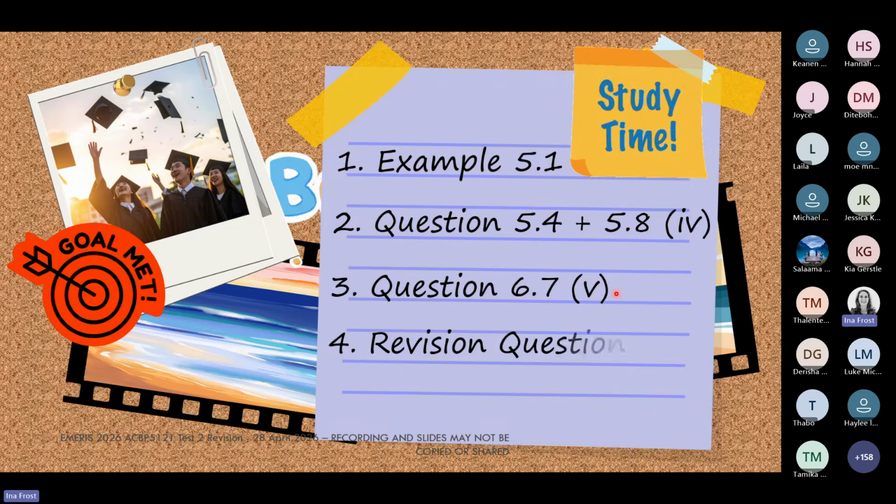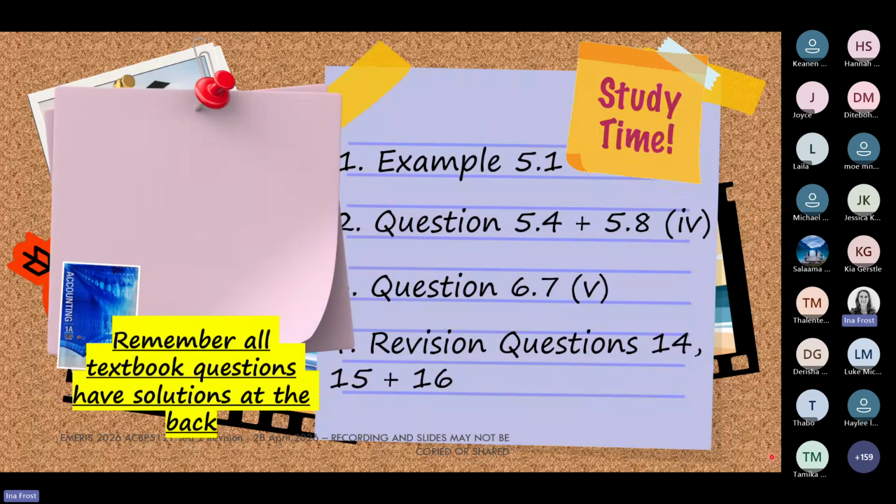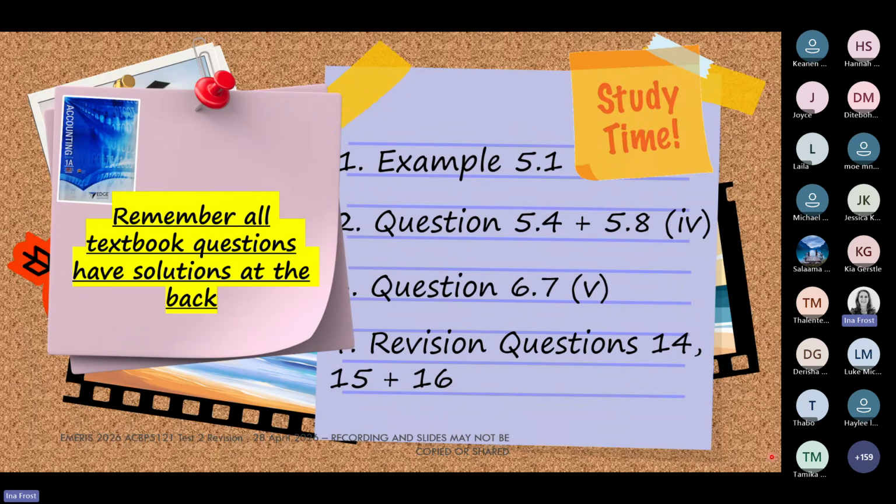And then at the back of your textbook in that Annexure B, there's 3 more questions focusing just on general journal entries. So there's plenty of questions for you to practice if you still don't have the hang of the general journal entries. And then remember again, at the back of your textbook, you can find all the solutions as well as these extra revision questions and solutions.